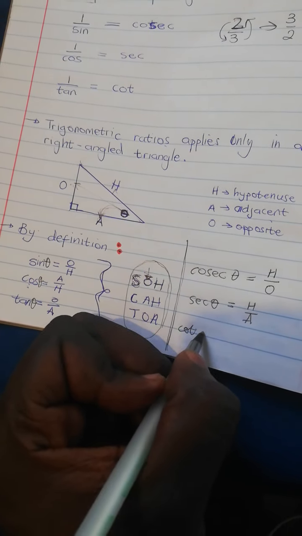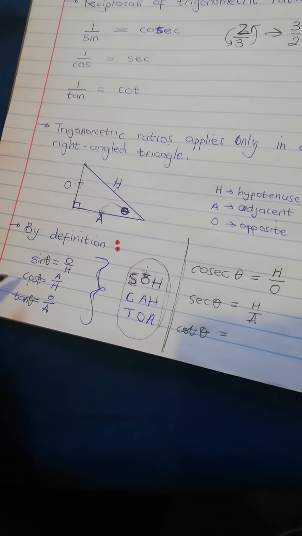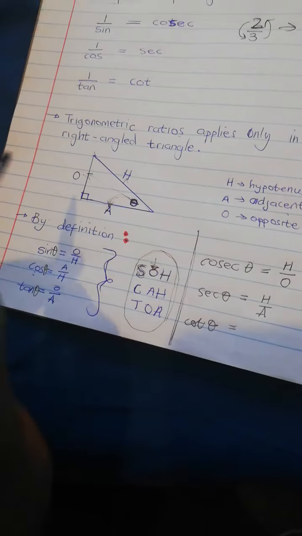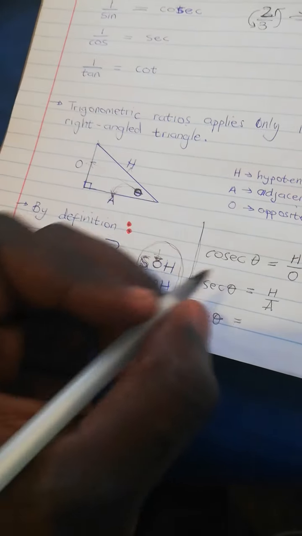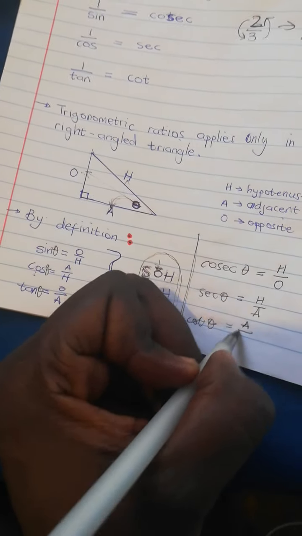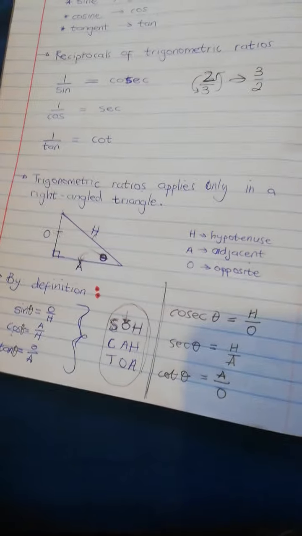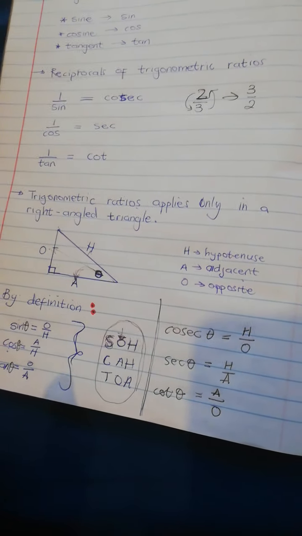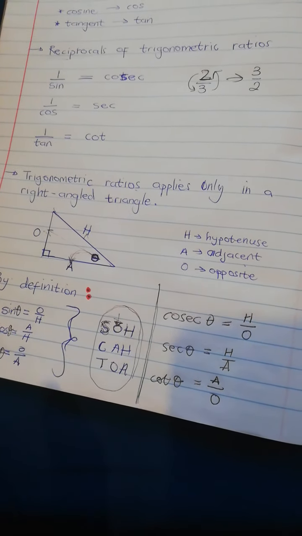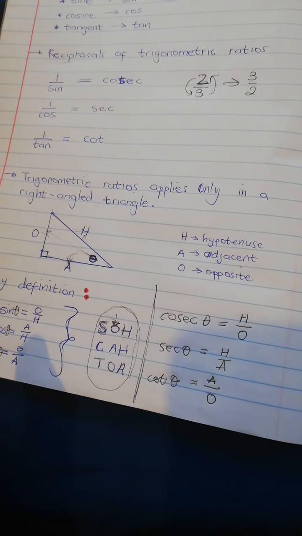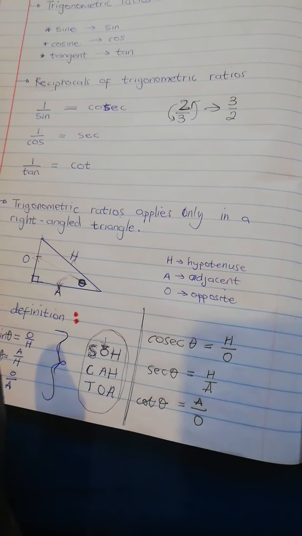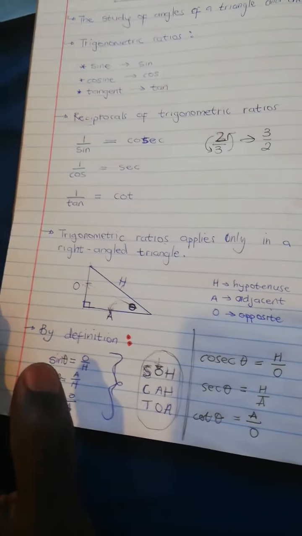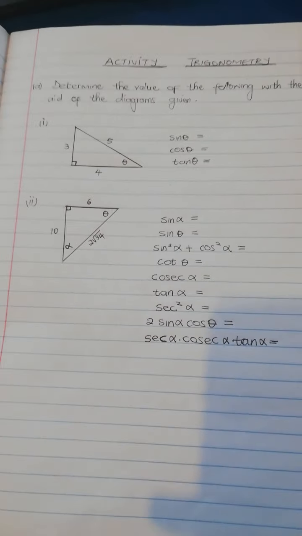And then cot theta is the reciprocal of tan. In this case, tan is opposite over adjacent, so cot will be adjacent over the opposite. So this is the basic knowledge that each and every one of you needs to understand before we do more complex questions. So please try the questions that I'm going to give you now, in order for me to see how far you understand.